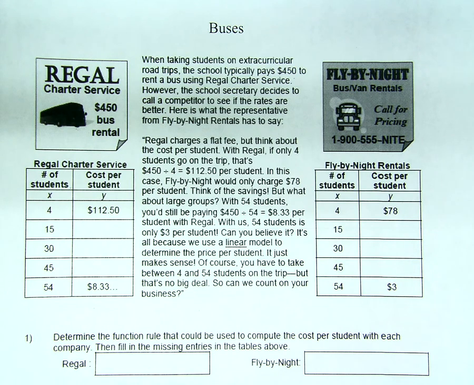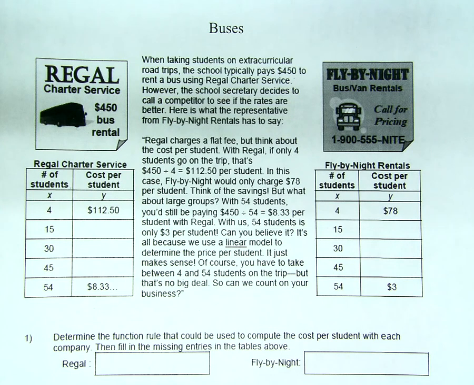However, the school secretary decides to call a competitor to see if the rates are better. Here's what the representative from Fly By Night Rentals had to say. Regal charges a flat fee, but think about the cost per student. With Regal, if only 4 students go on the trip, that's $450 divided by 4, which is $112 per student. In this case, Fly By Night would only charge $78 per student. Think of the savings.